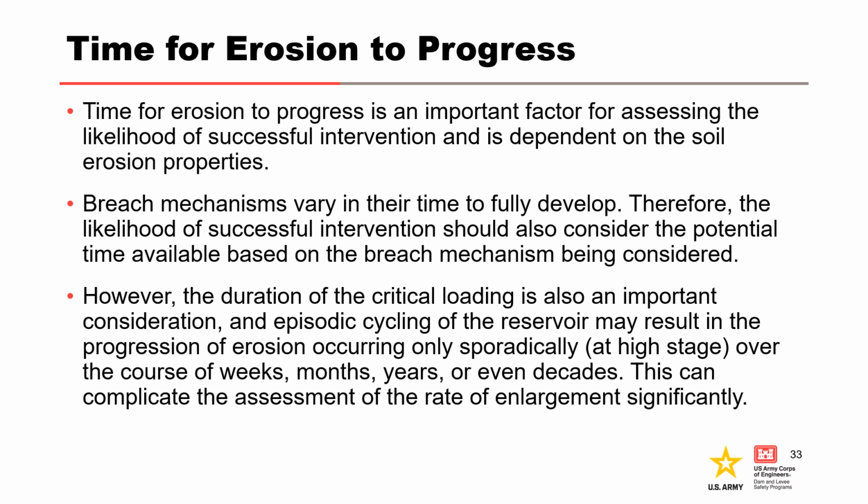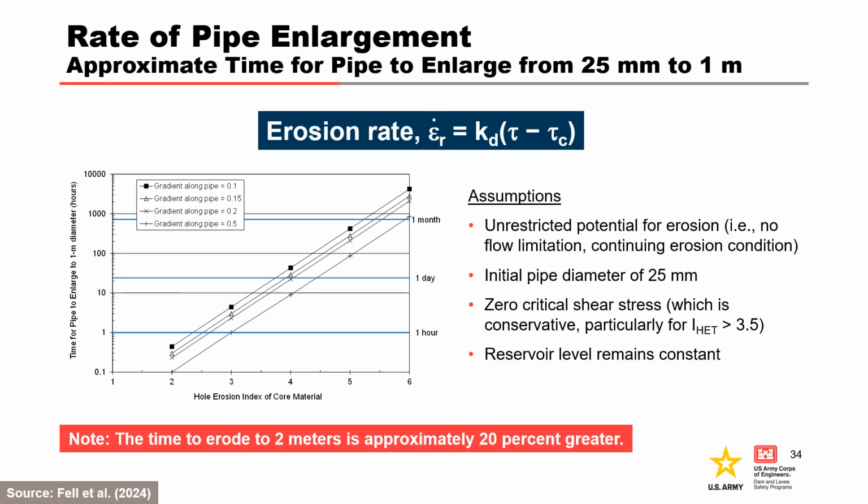The duration of the critical loading is also an important consideration and can complicate the assessment of the rate of enlargement significantly. Rate of pipe enlargement in the progression phase is characterized by the erodibility coefficient. Based on hole erosion results, this figure shows the approximate time for a pipe to enlarge from 25 millimeters to 1 meter in diameter as a function of erosion resistance and hydraulic gradient based on the assumptions shown.